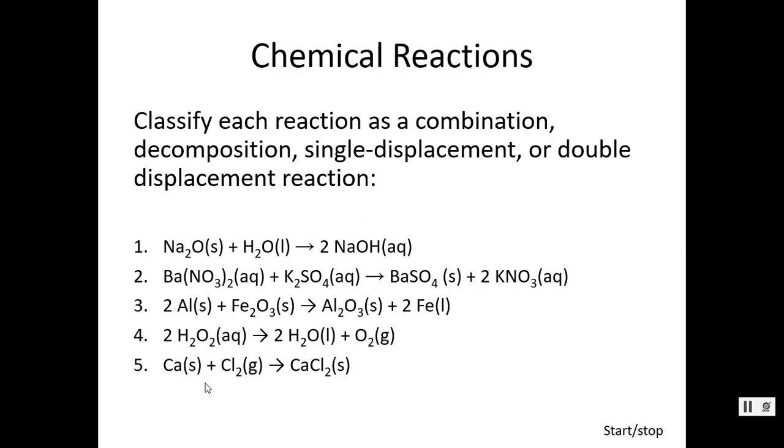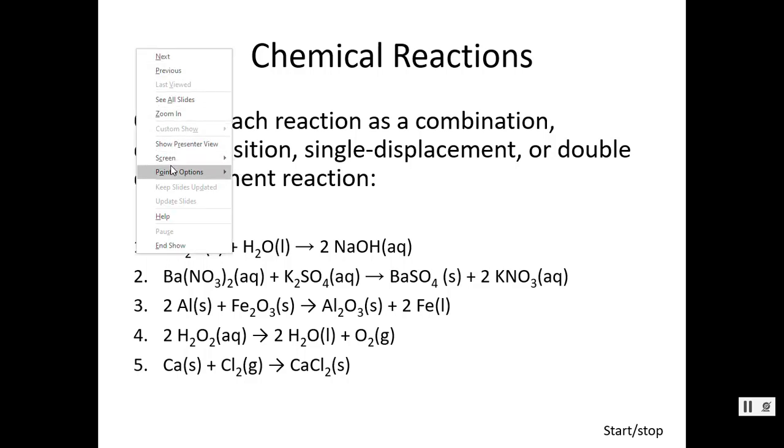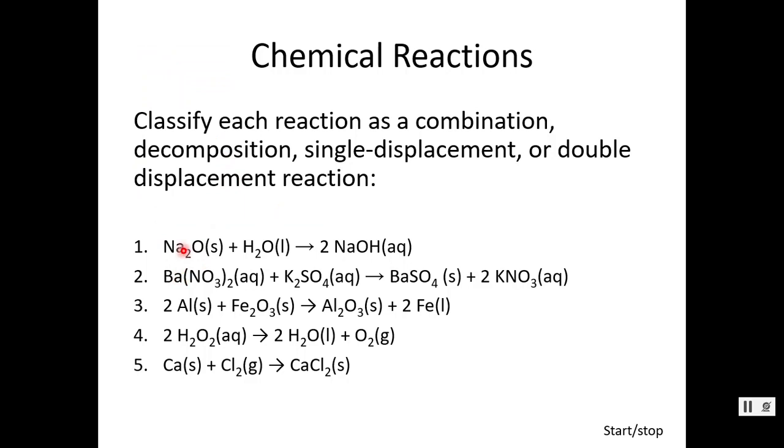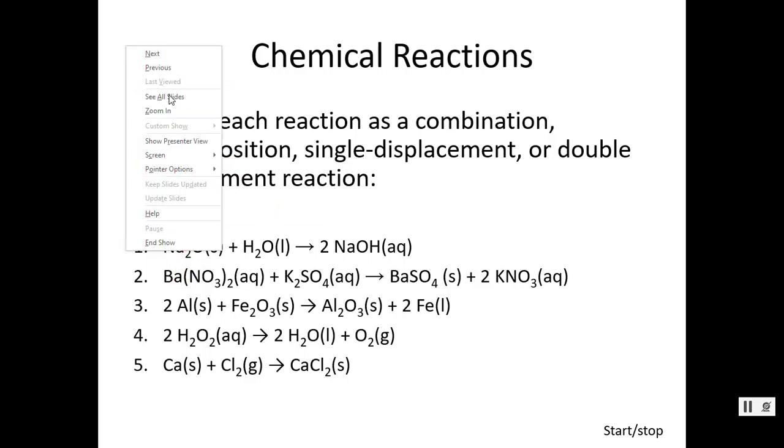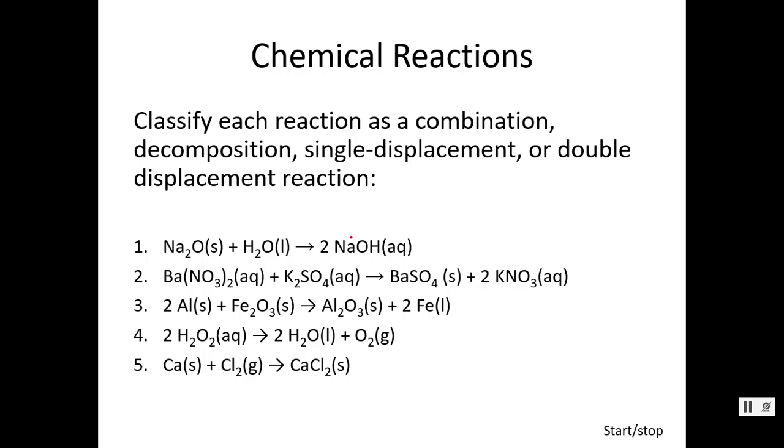And so we've got five examples here. Looking at these with regards to combination, the formation of a more complex substance, let me get my little pointer here. We see that this first one, we have two simpler substances to give you something more complex. So reaction 1 and reaction 5 would both be combination reactions. Two simpler substances to give you something that's more complex.